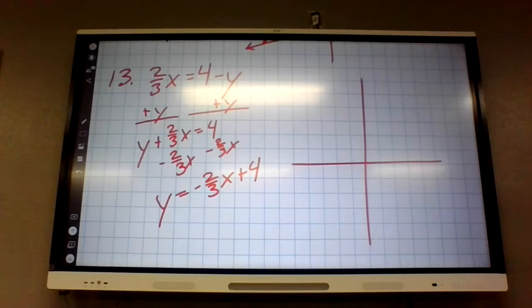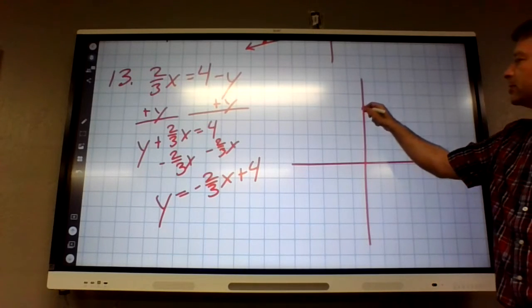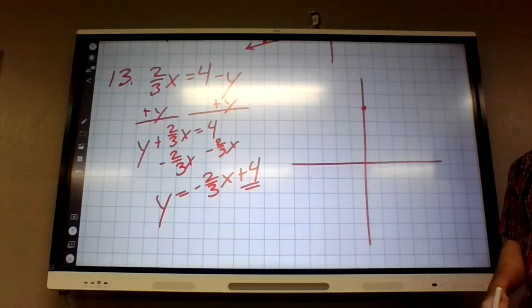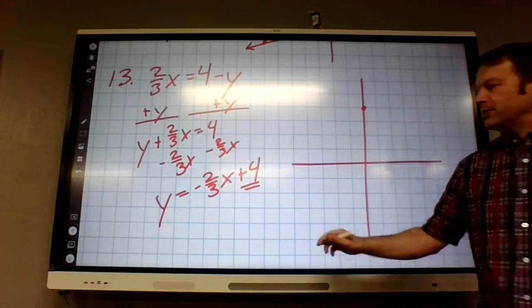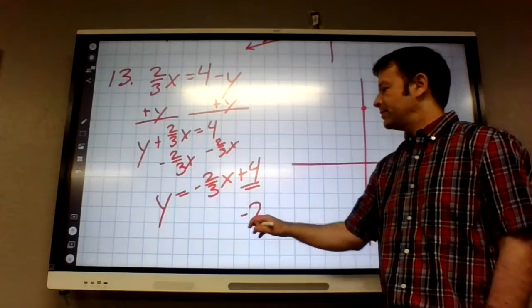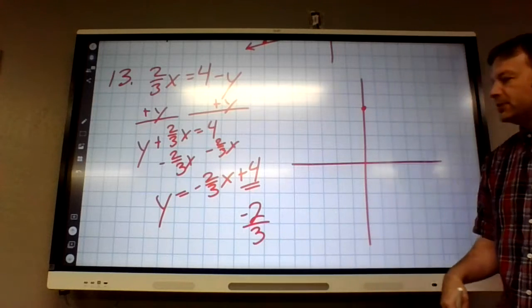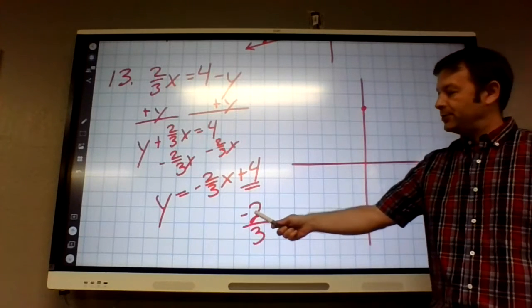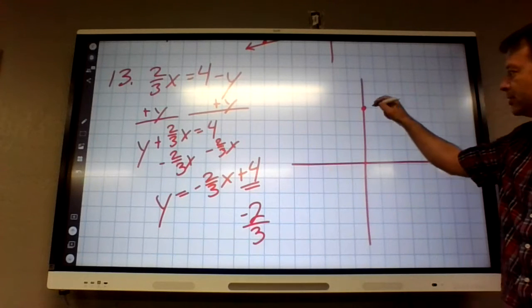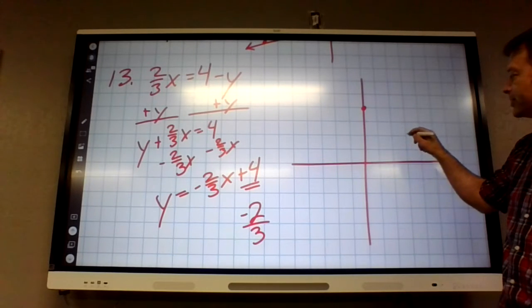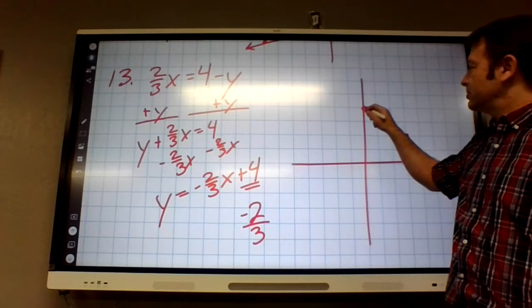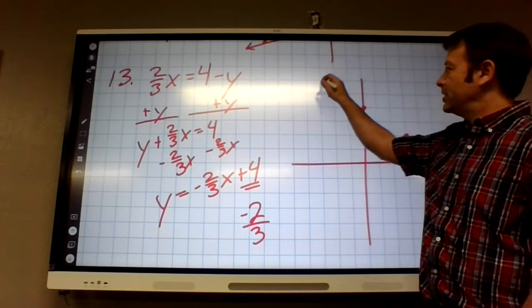Alright, where does this graph start? Up 4, because plus 4 is the y-intercept. Where am I going to go from there if the slope is negative? Down 2, right 3. If the slope is negative 2/3, just think of the negative as being on the top. So you're going to rise -2 and run +3. Or you could go backwards, rise 2 and run negative 3.